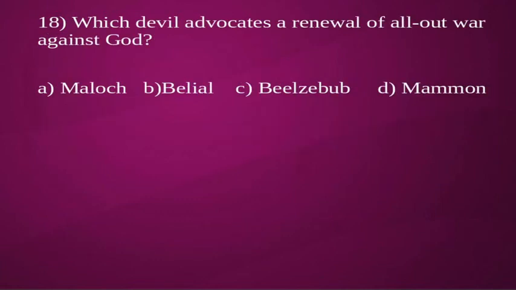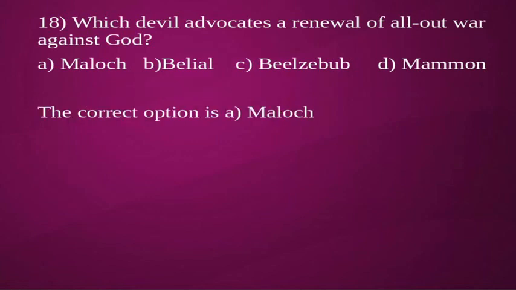Question number 18 is, which devil advocates a renewal of all-out war against God? Option A, Moloch. Option B, Belial. Option C, Beelzebub. And option D, Mammon. The correct option is A, Moloch.